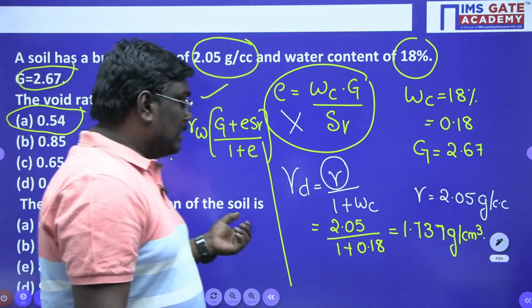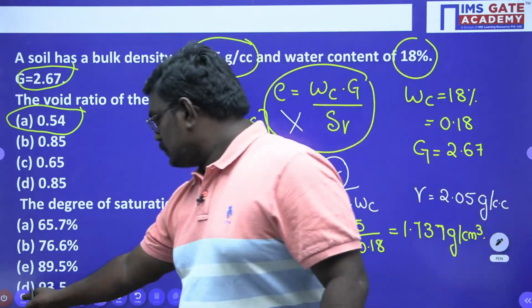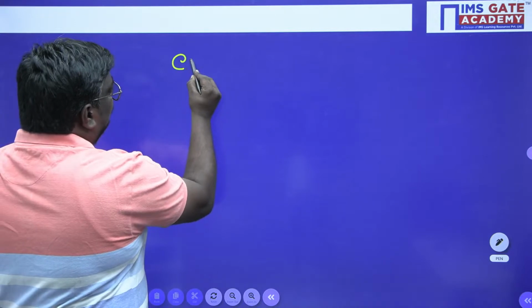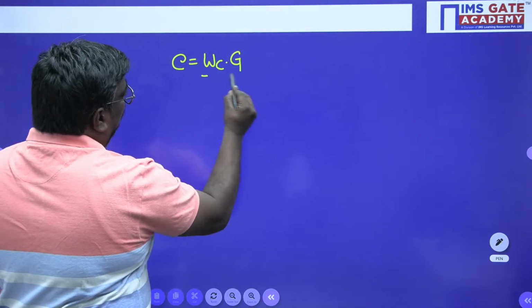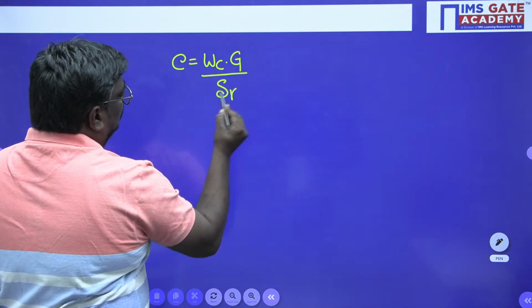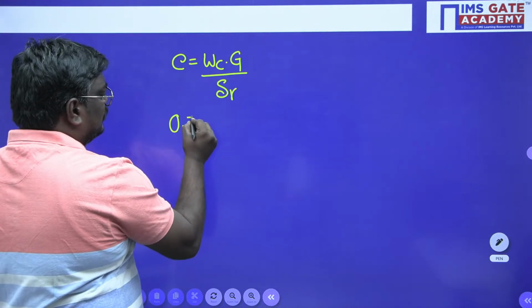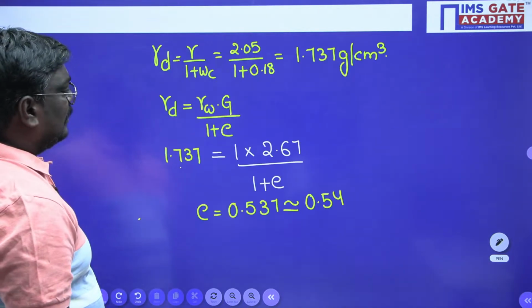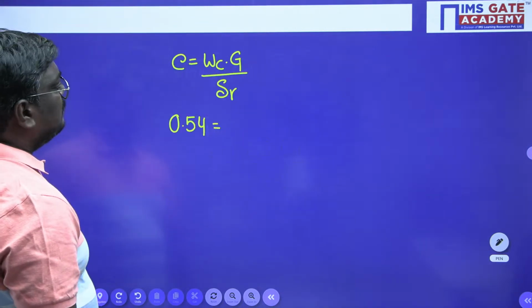The next one, what he has asked, is the degree of saturation. Now, in this case, you know what the formula is, students. Void ratio is given as water content times G upon S_r. What is the void ratio you have calculated? It is 0.54. Now, what is the water content? The water content is also given as 18 percent.